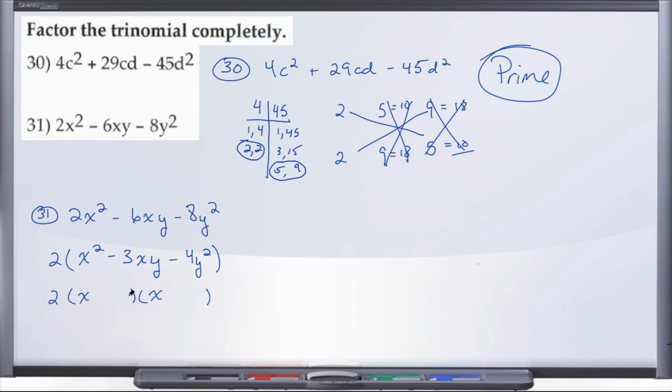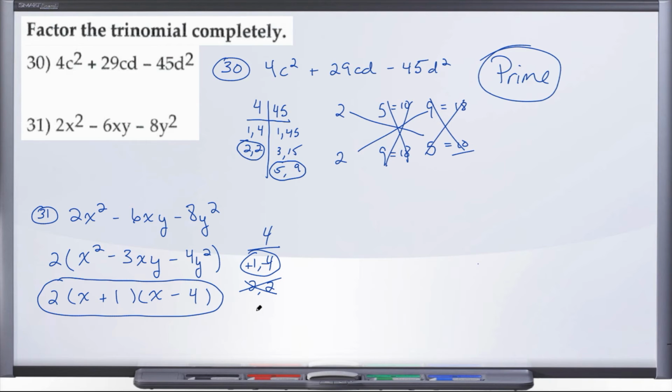Well, factors of 4 are 1 and 4, 2 and 2. We want to subtract to get negative 3. So we can't use a 2 and 2, so we're definitely going to be using 1 and 4. All right, and how about we make the 1 a positive and the 4 a negative, right? Because 1 minus 4 gives us negative 3. So we have x plus 1, x minus 4, and there we have it. We have our factored form of number 31.